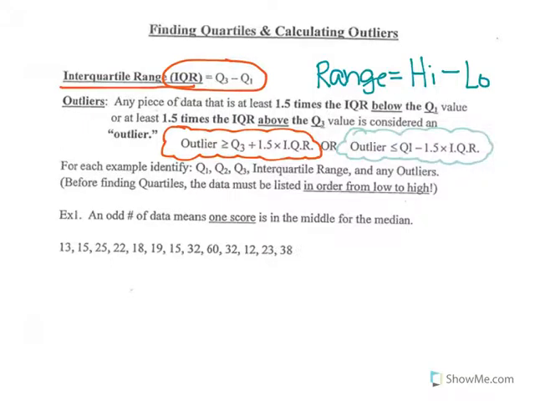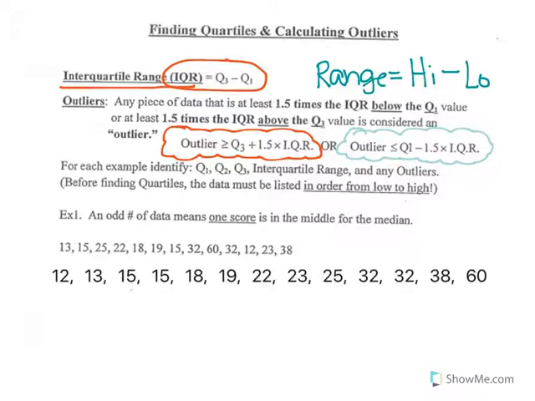So we're going to push that off for now and just focus on the list of numbers below. In example 1, it tells you that there is an odd number of data, which means that one score is in the middle to find the median. Before you can do anything, you always want to make sure that your numbers are in order from low to high. So go ahead, pause the video, and rewrite this list of numbers across your paper from the smallest to the largest.